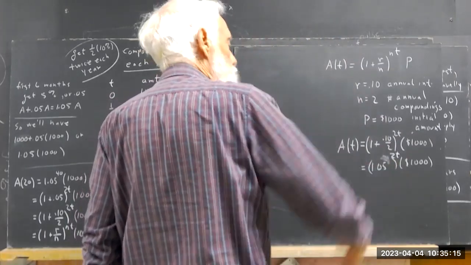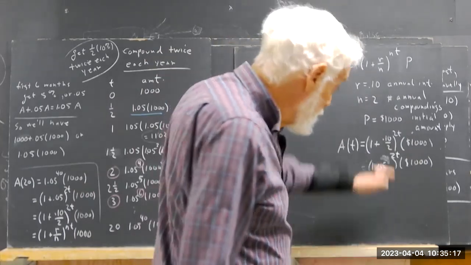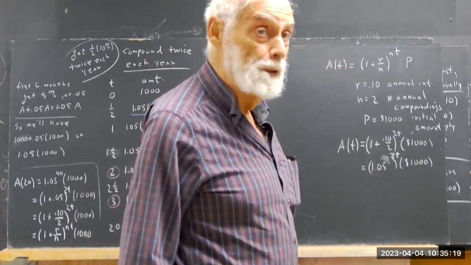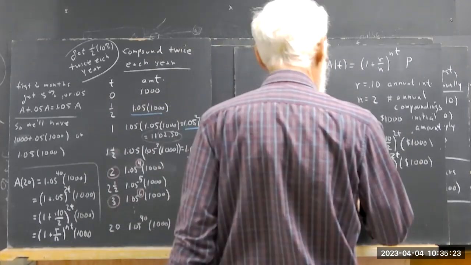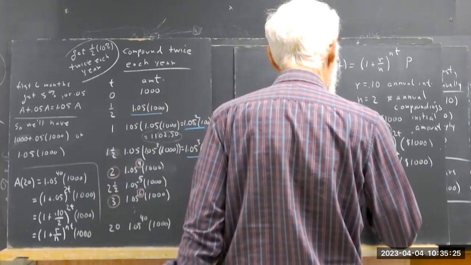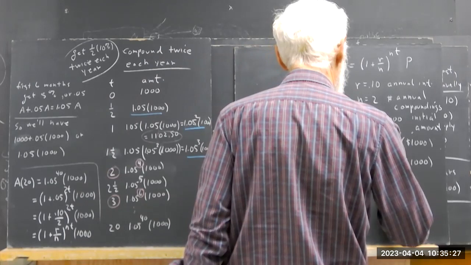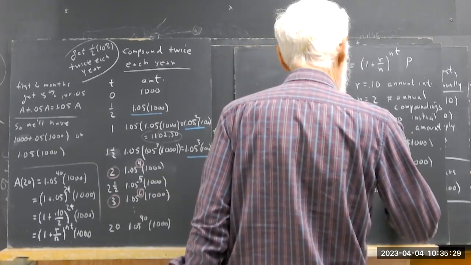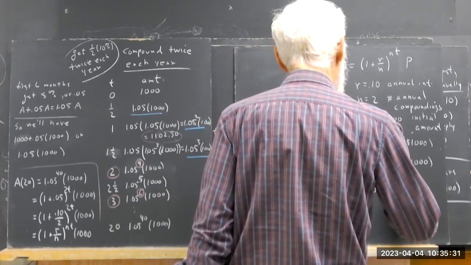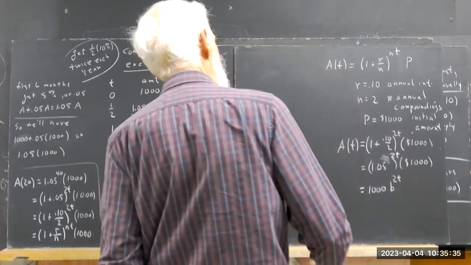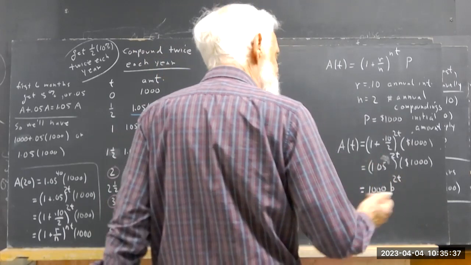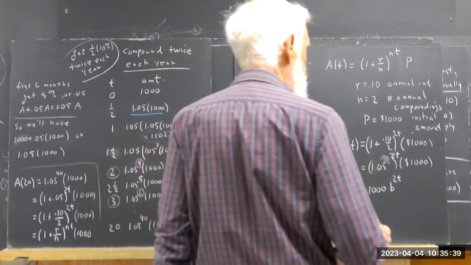And what kind of a function is this? This is an exponential function with base b. B equals 1.05. Actually, the base is 1.05 squared.